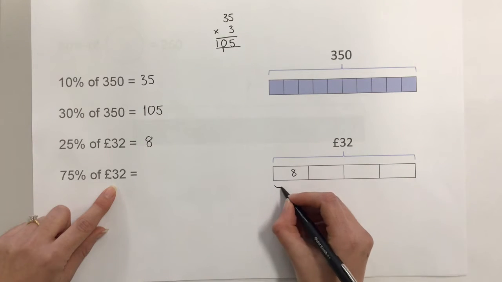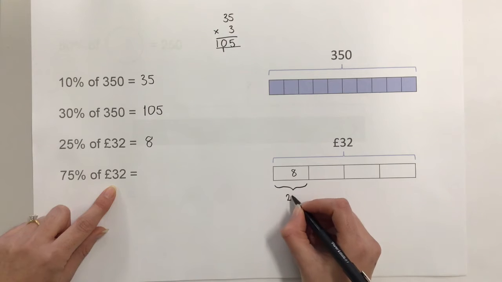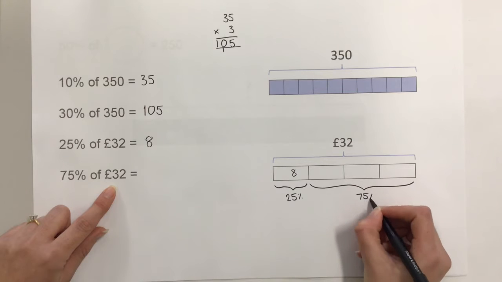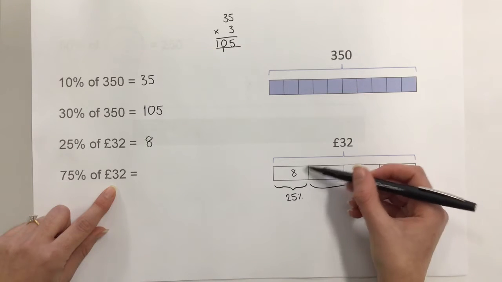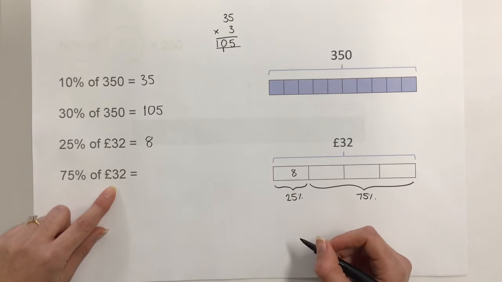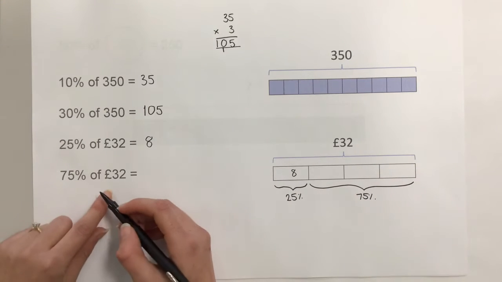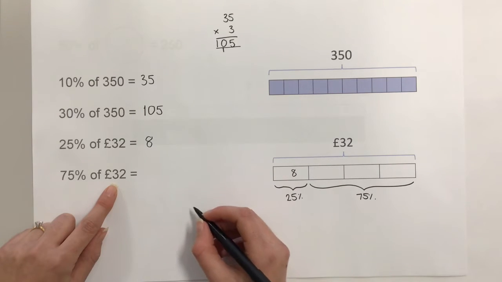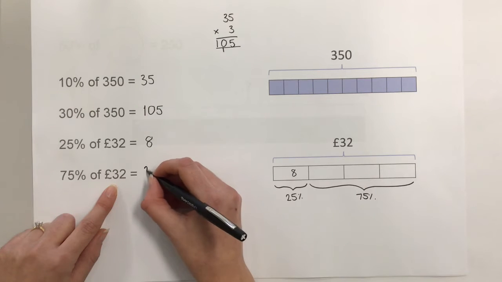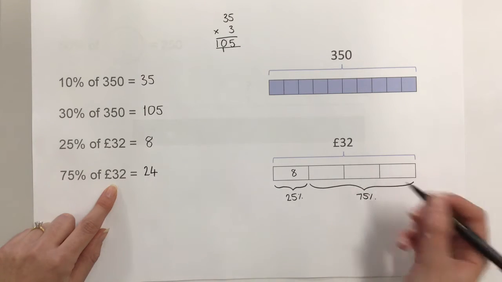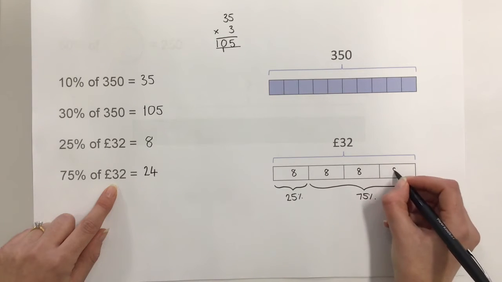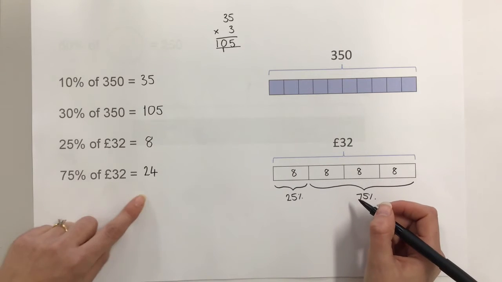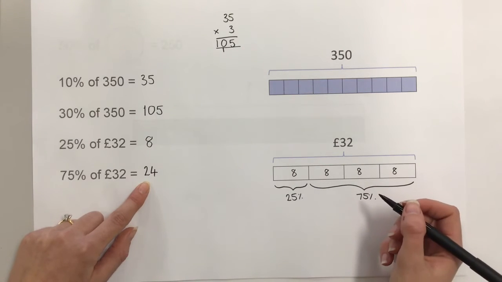Okay, so let me label that here. So 1/4 is 25%, 3/4 is 75%. Okay, so I could simply take 8 away from 32 to find out what 3/4 is here, which is equivalent to 75%. Okay, so that's what I'm going to do. So 32 take away 8, I know that that is 24. Okay, so I can double check that. So I'm going to label the rest of my box as 8. So what is 3 times 8? 8, 16, 24. Yep, I'm correct. So 75% of £32 is 24.